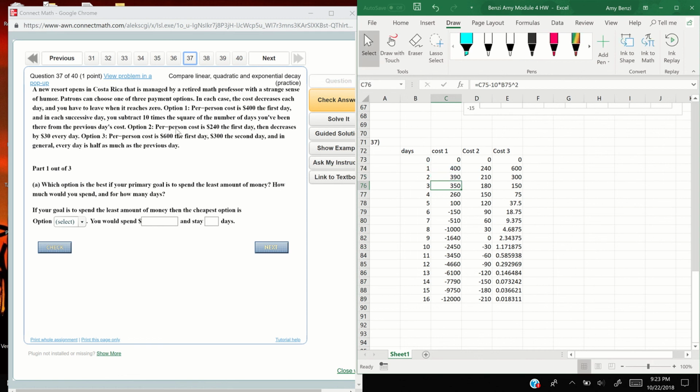And then option 2 in this scenario was $240 the first day, and then it decreases by $30 every day. Yay, that's already what I've got here. And then the third one was $600 for the first day, $300 for the second day, and so on. So it looks like I'm all set up here. I'm going to go ahead and do what the example did. And everywhere I have a negative cost, I'm going to type in a 0. And then I'm just going to apply that 0 everywhere there's a negative number.